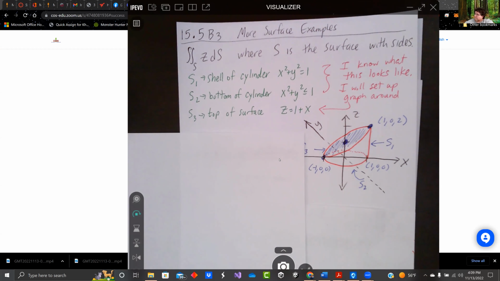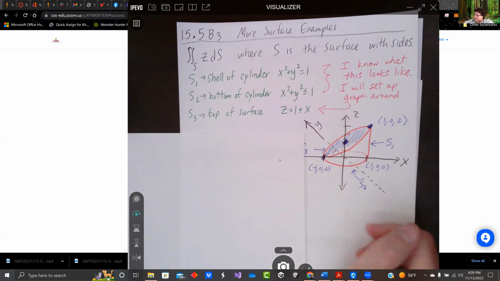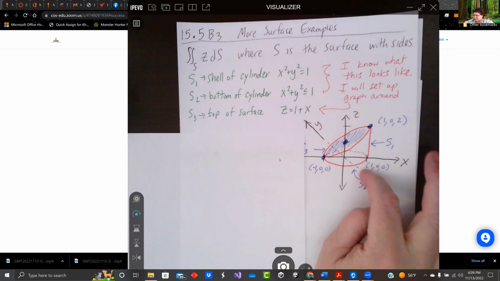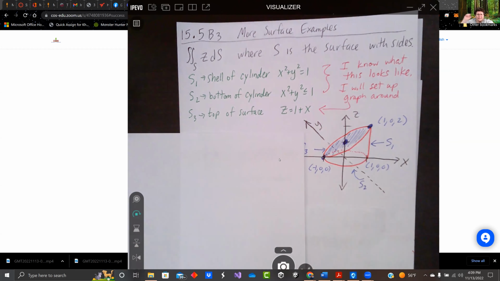So I drew the picture. I'm going to label the side of the pipe S1, the bottom of our shape S2, and then the diagonal surface as S3.